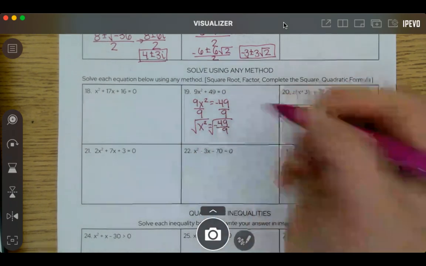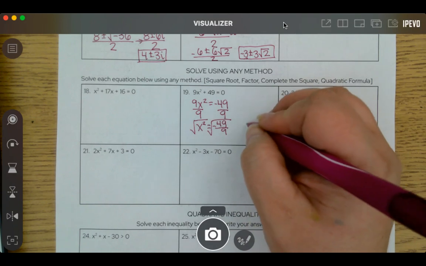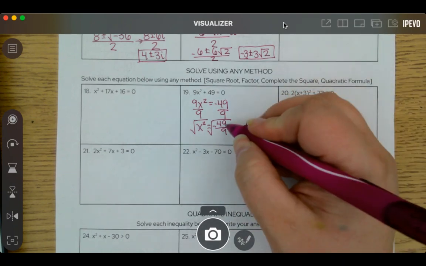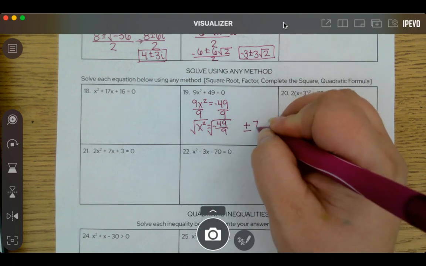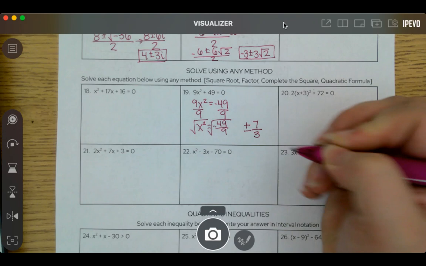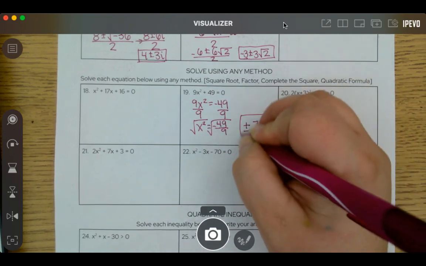Now you might be asking yourself, why didn't she divide them? Because 49 doesn't divide by 9, so I just left it. And then when I do a square root on both sides, don't forget my plus and minus. And then the square root of 49 is 7 over the square root of 9, which is 3. And since it was negative, I'm going to put an i at the end.